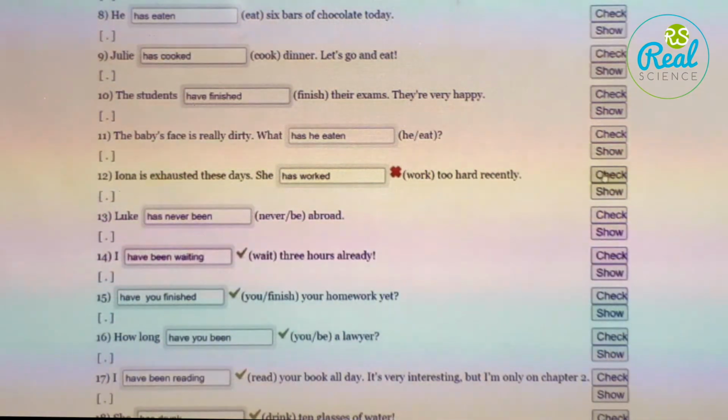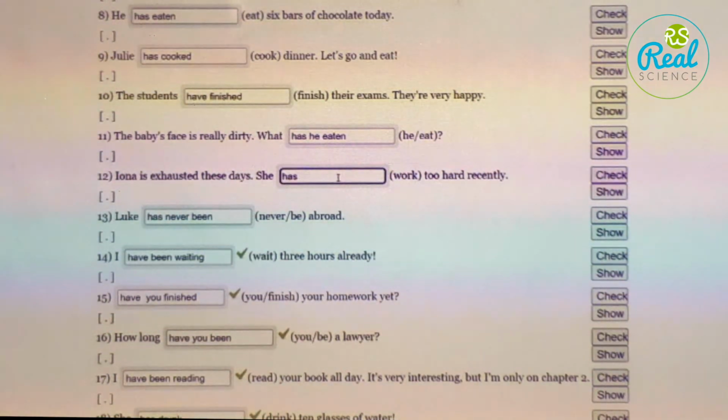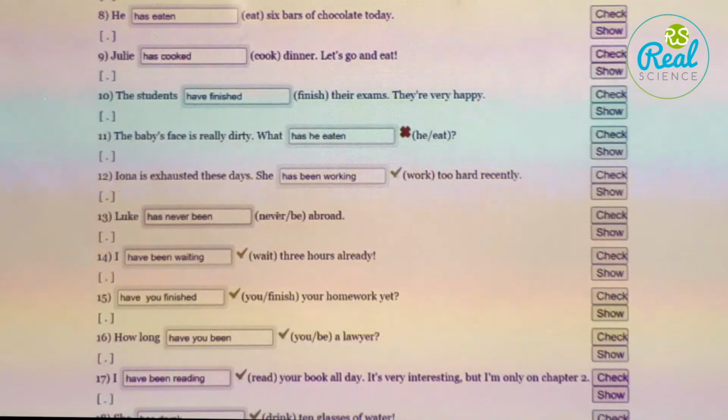Let's check this one. It is also incorrect. Aziza is exhausted these days. She has been working too hard recently. Yeah, correct. Very good. So 11th. It is also incorrect.